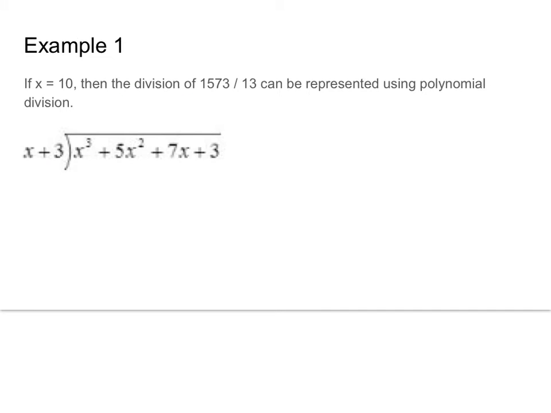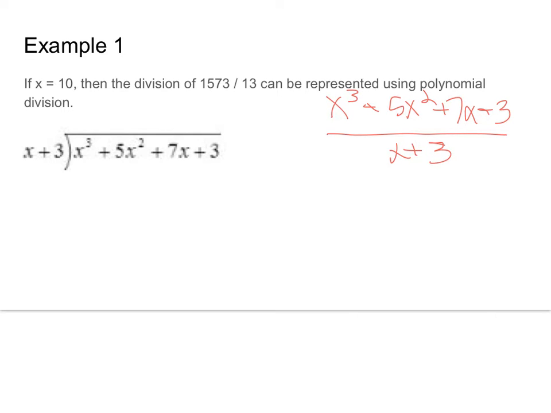All right, now let's look at example 1. If x equals 10, then the division of 1,573 over 13 can be represented using polynomial division. That just means that x cubed plus 5x squared plus 7x plus 3 over x plus 3. Okay, it can be represented with a polynomial.